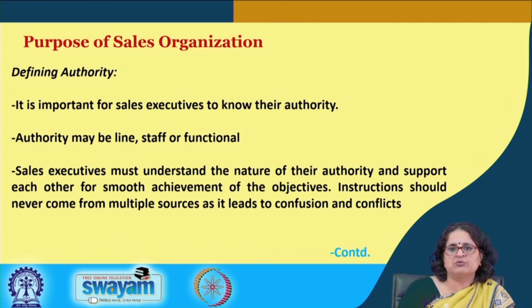Instruction should never come from multiple sources. It can lead to conflict, confusion, and chaos. So it's very important that authority is defined, and organizational structure helps define authority. In the beginning of the lecture, I discussed that the organization structure would talk about the job title, the role and responsibility, and the reporting relationships. So it would clearly demarcate authority: who reports to him, what authority that person has, what are the do's and don'ts associated with his role, and what his entire role and responsibility is. So sales executives must have a clear understanding of this.